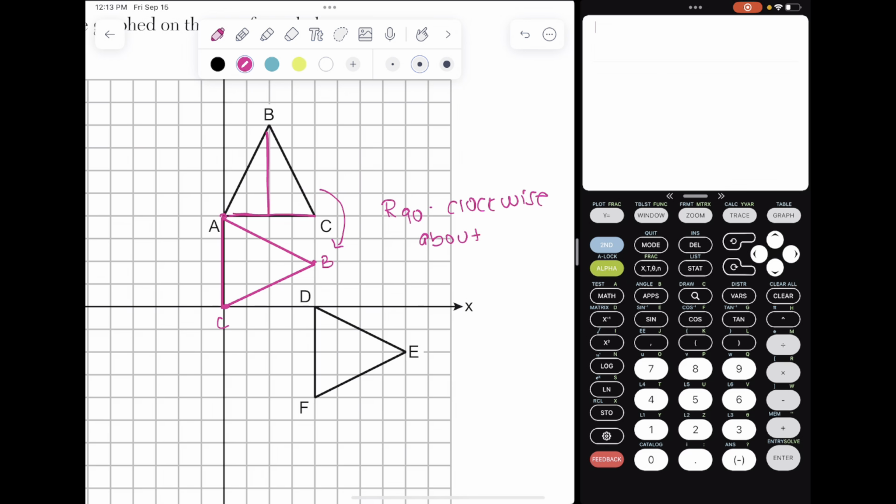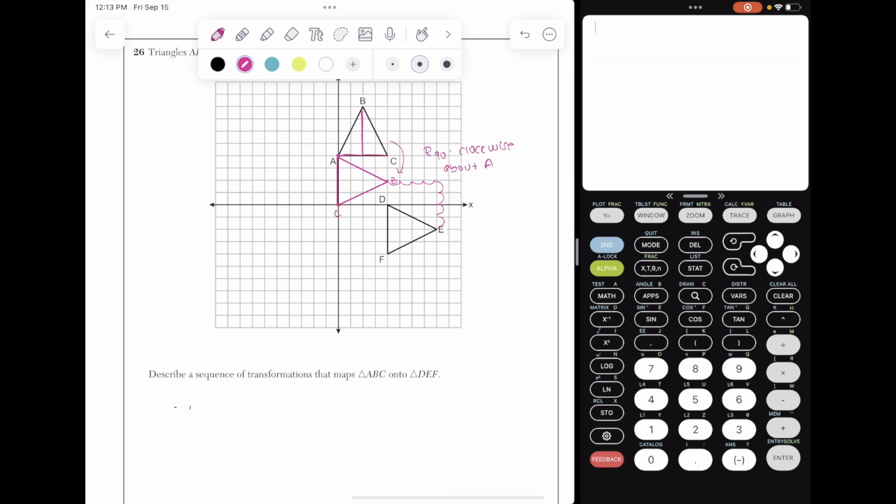about A. And now I'm going to do a translation. So the translation, B and E, will use, those are 2 points that correspond. So 1, 2, 3, 4 points to the right, and 1, 2, 3, 4 units down. So I'm going to do a rotation of 90 degrees clockwise about A. And then I'm going to do a translation 4 to the right and 4 down. Okay, and again, there's many correct answers here. This is just an example of one.